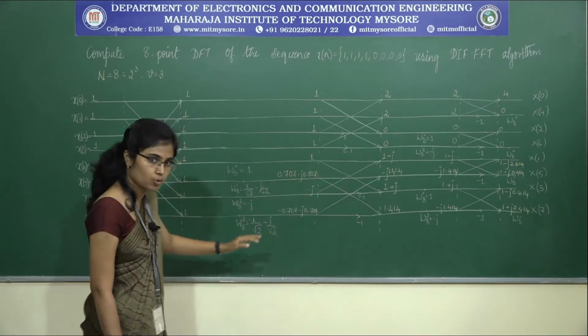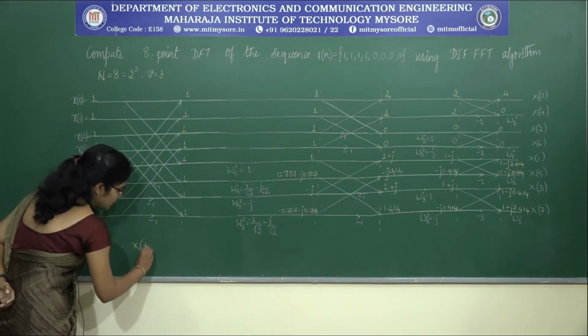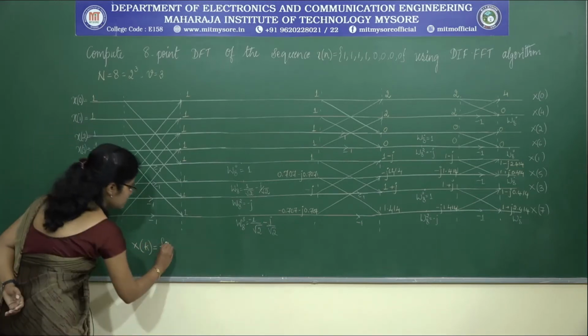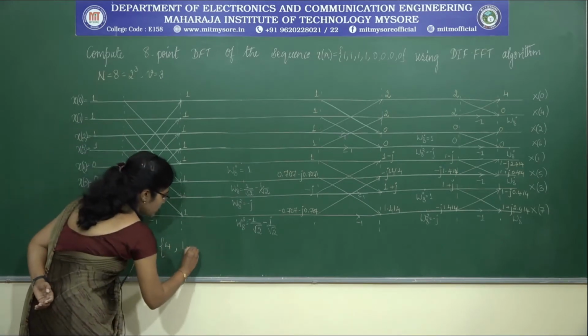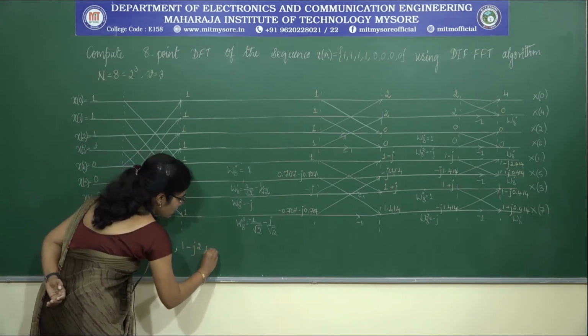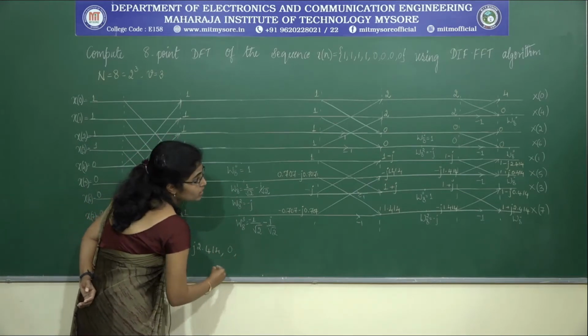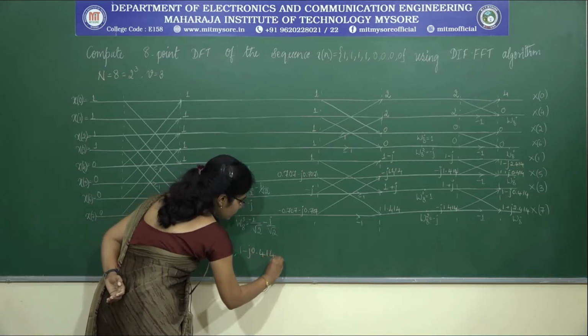So let me write the output in order. Therefore, x of k will be equal to, what is x of 0? X of 0 is 4. X of 1 is 1 minus j 2.414. X of 2 is 0. X of 3 is 1 minus j 0.414.